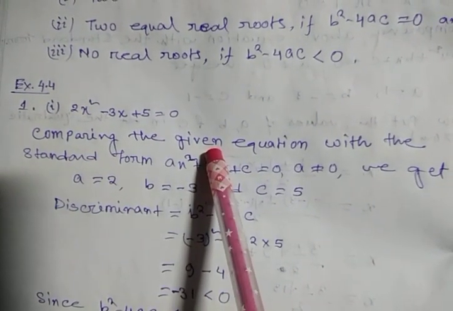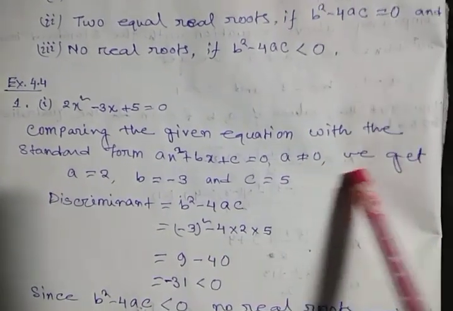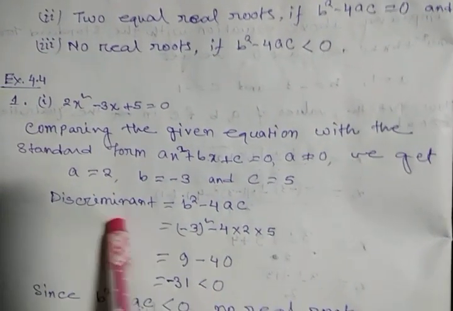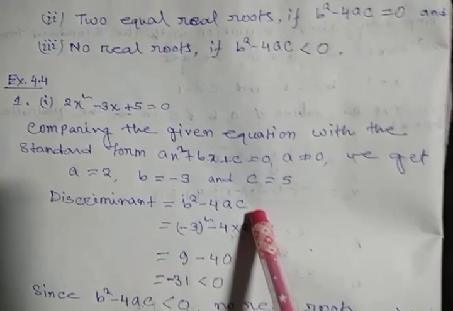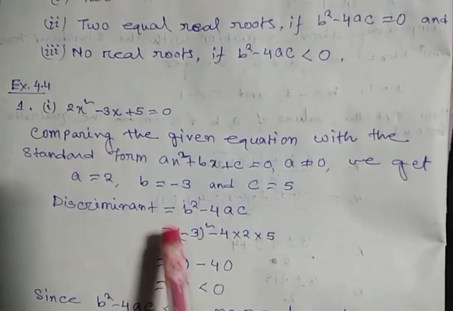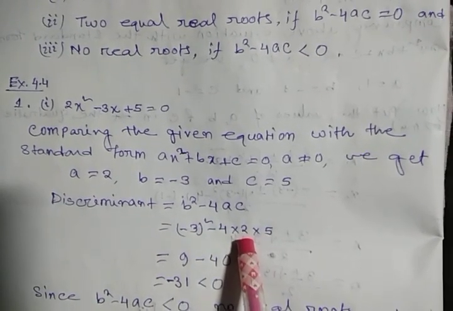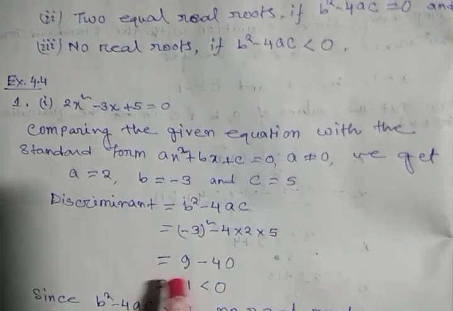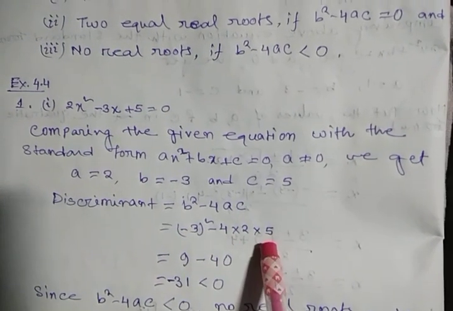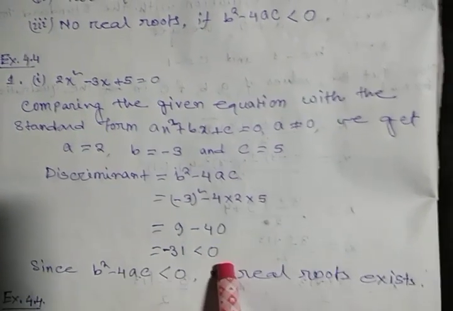Comparing the given equation with the standard form ax square plus bx plus c equal to 0, where a is not equal to 0, we get a equal to 2, b equal to minus 3 and c equal to 5. So discriminant b square minus 4ac: putting the values, minus 3 square minus 4 into 2 into 5. After calculation, minus 3 whole square is 9, and 4 into 5 is 20, into 2 is 40. So 9 minus 40 is minus 31, which is less than 0.